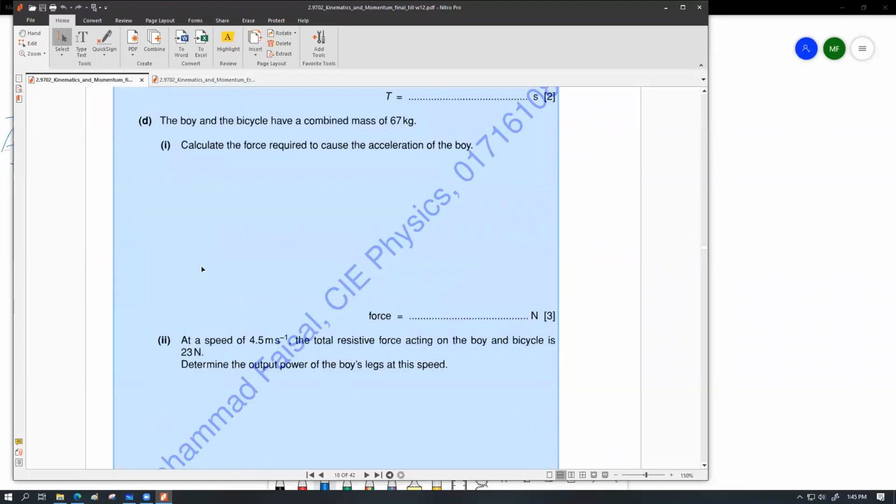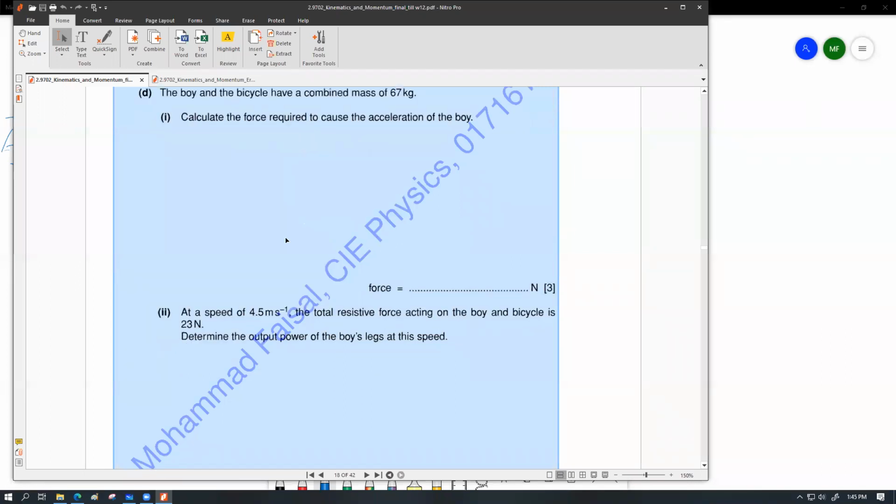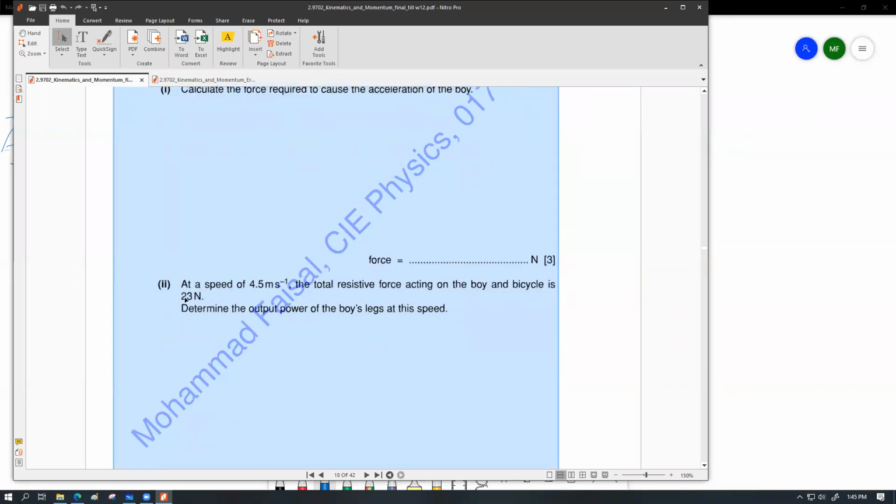Now in D it says the boy and the bicycle have a combined mass of 667 kg. Calculate the force required to cause the acceleration to the boy. You can find this out very easily if he goes to MA. Then comes the question: at the speed of 4.5 meter per second, the total resistive force acting on the boy and the bicycle is 23 Newton. Determine the output power of the boy's legs at this speed. Now let me put this very simply.